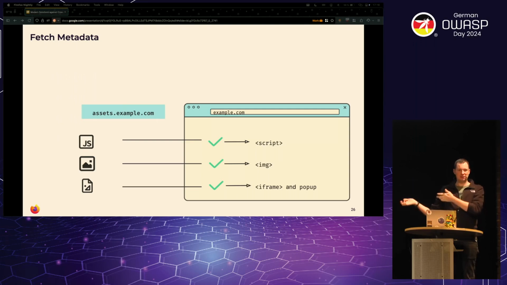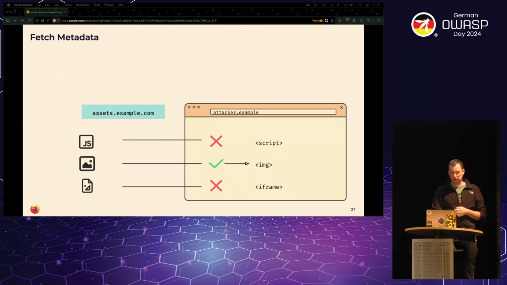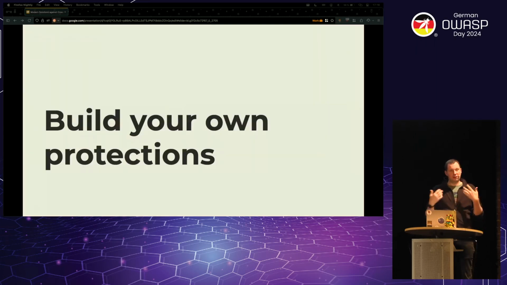So if you have a CDN like assets.example.com, then it's probably fine for that to be used on example.com. And if it's used on an attacker page, you can apply these fine-grained controls to disallow scripts, iframes, but maybe allow images. Again, in the spirit of hope today, you can build your own protections, and it's actually relatively simple.